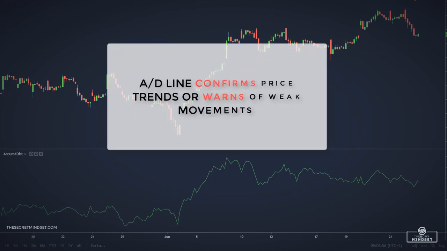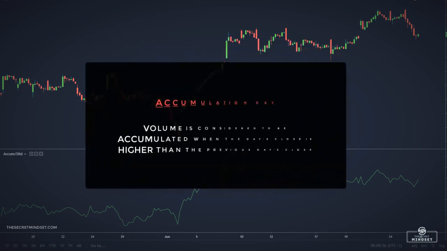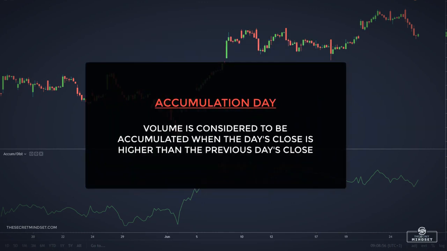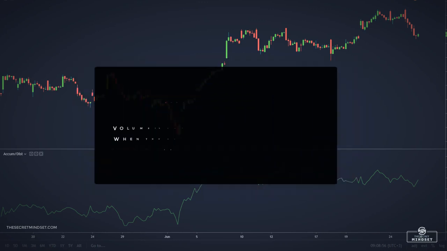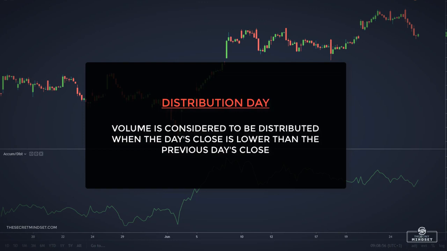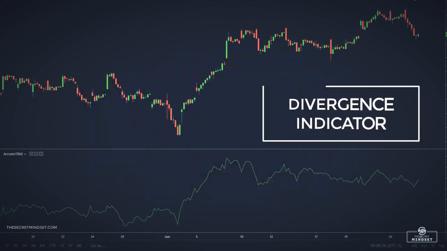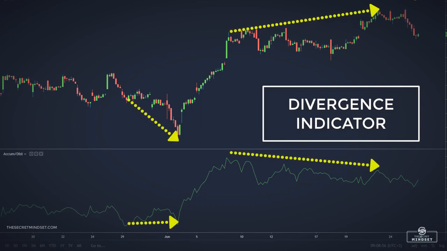The accumulation and distribution uses volume to confirm price trends or warn of weak movements that could result in price reversals. Volume is considered to be accumulated when the day's close is higher than the previous day closing price, thus the term accumulation day. Volume is distributed when the day's close is lower than the previous day closing price. This is also known as a distribution day. The main use of the AD line is to detect divergences between the price movement and volume movement.